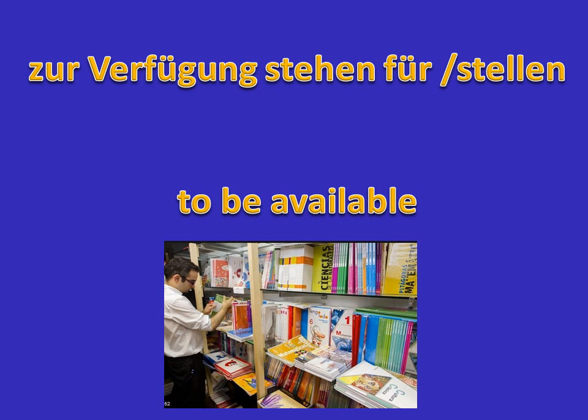What is the meaning of this Nomen-Verb-Verbindung "zur Verfügung stehen für" or "zur Verfügung stellen"? The simple meaning of this is to be available, to provide something. So you can see here, for example, that it is like a library where you have a lot of books that are provided. These books, "diese Bücher stehen zur Verfügung", for example.